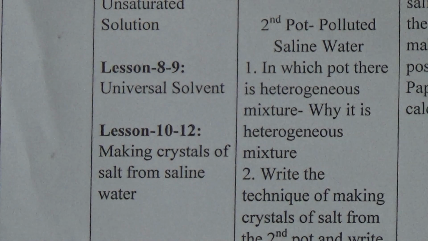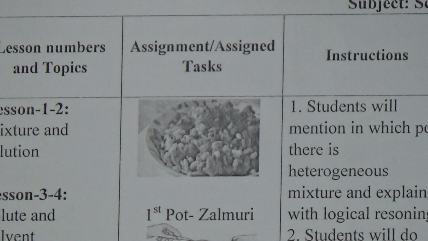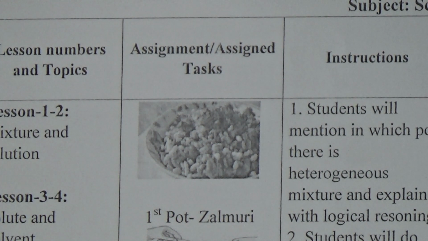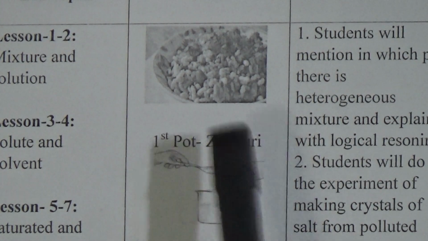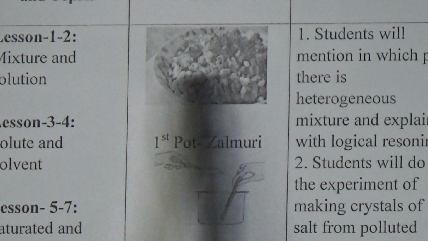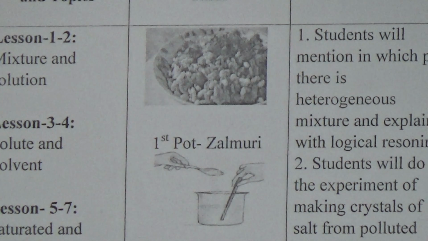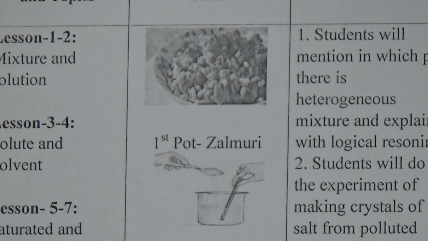Now, assigned task, that means the work given for you to do by yourself. This chapter is the mixture chapter. So from this chapter, the assignment is, here is a picture of jhalmuri in the first pot, and in the second pot polluted saline water. We see in the picture there is a beaker, and in the beaker there is saline water, but this saline water is not pure, it is polluted saline water.